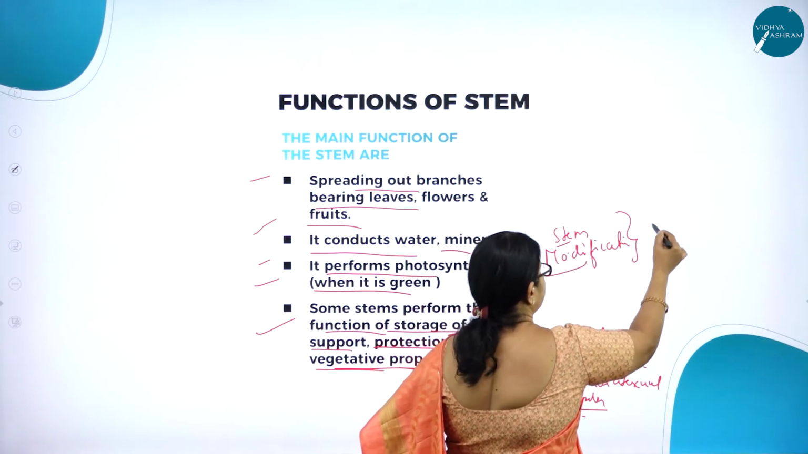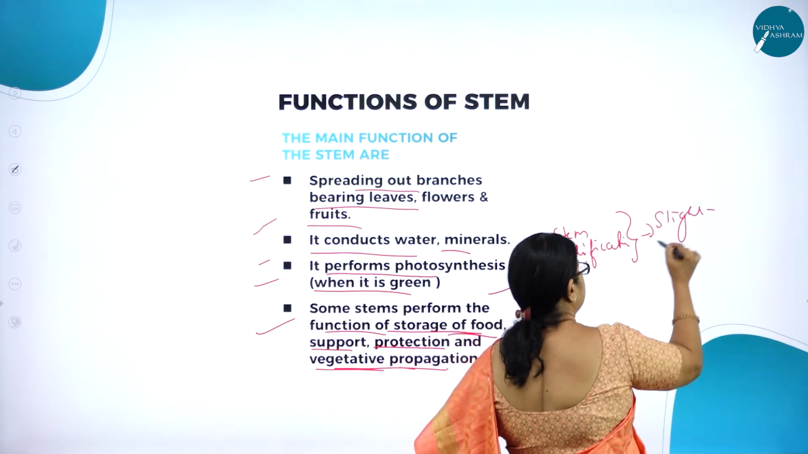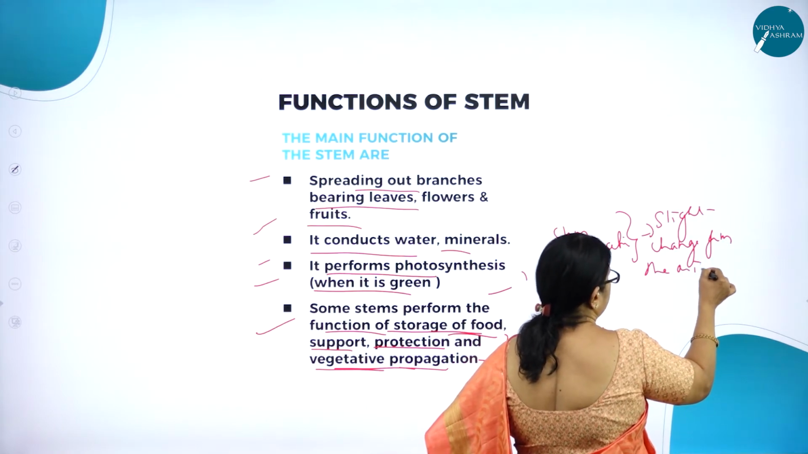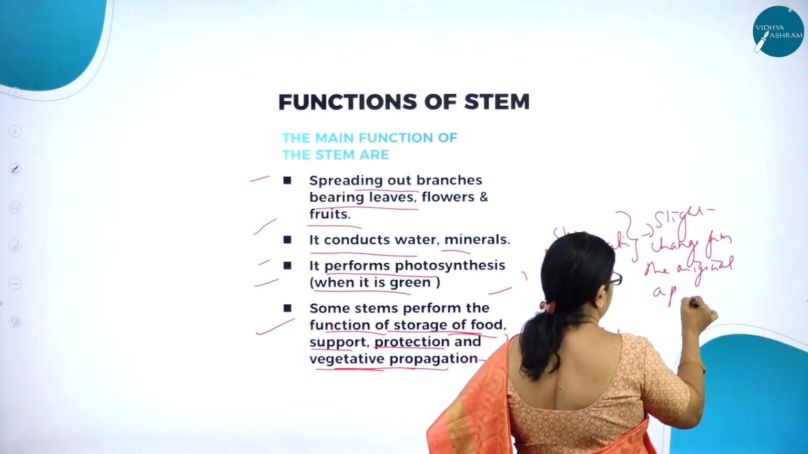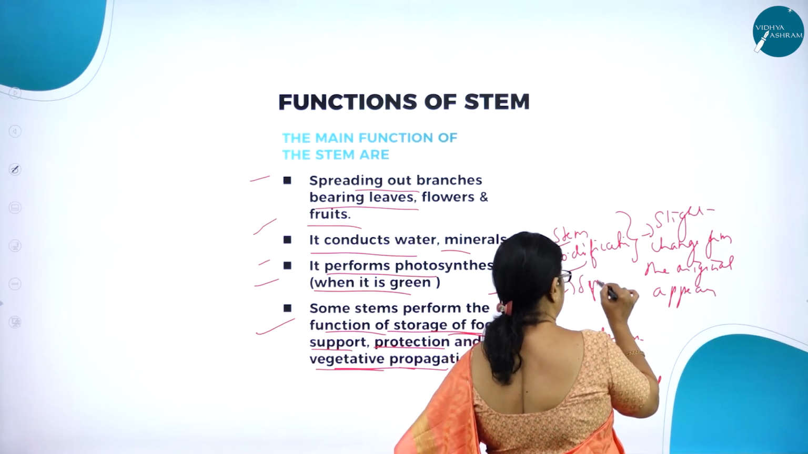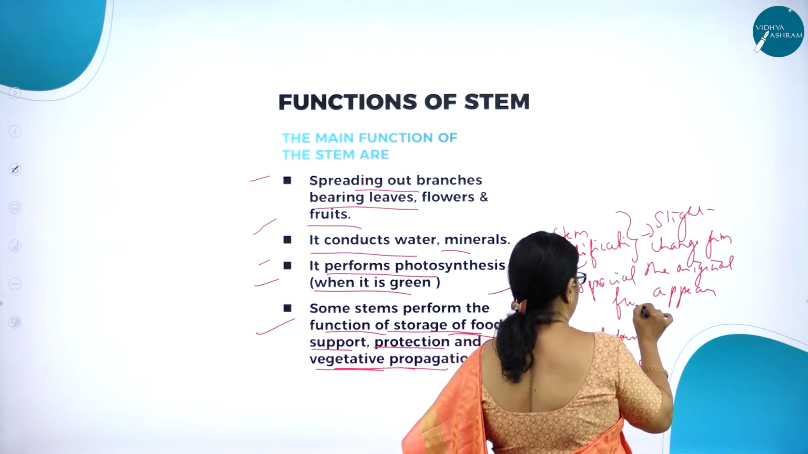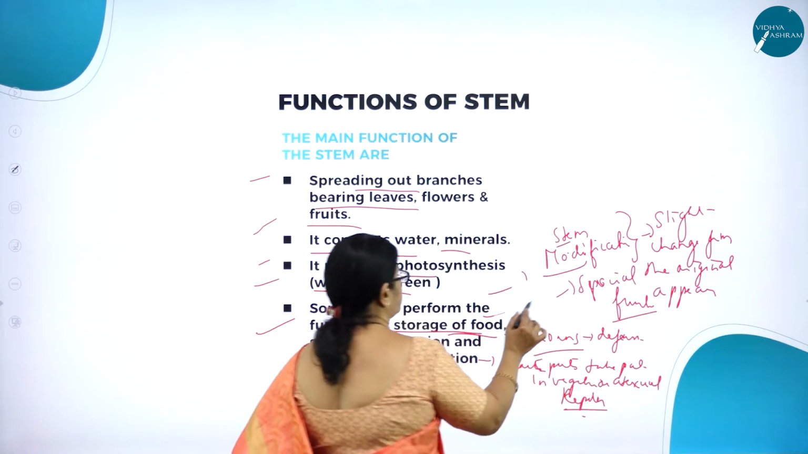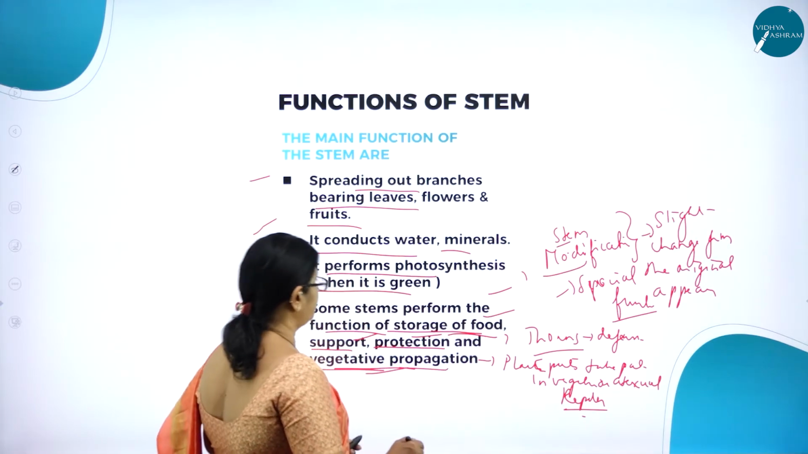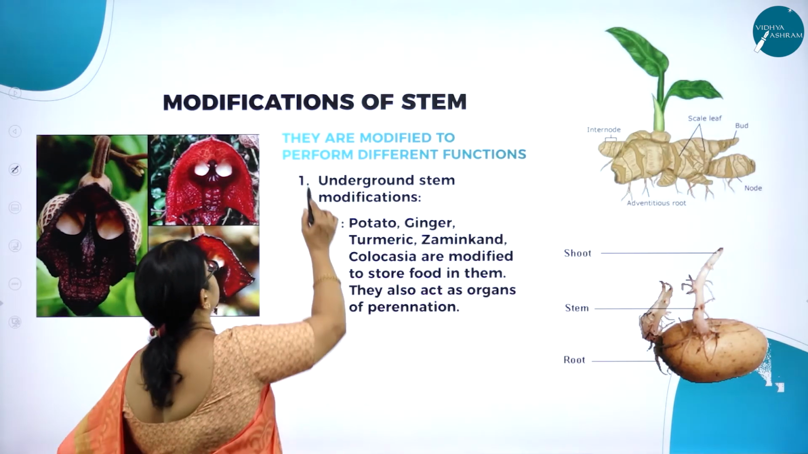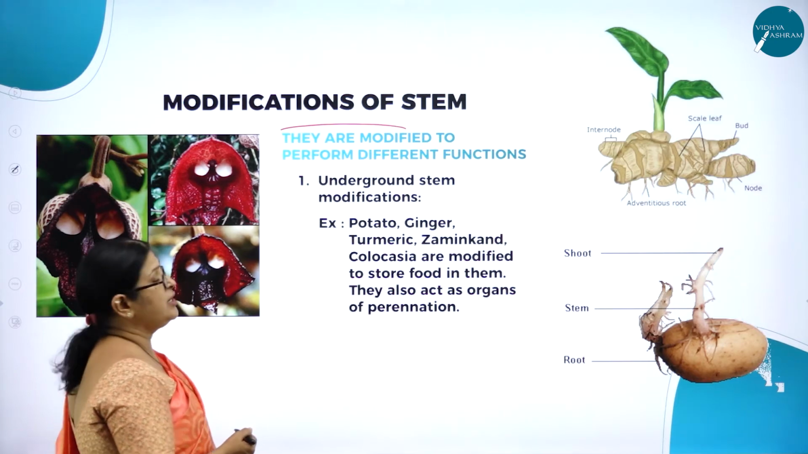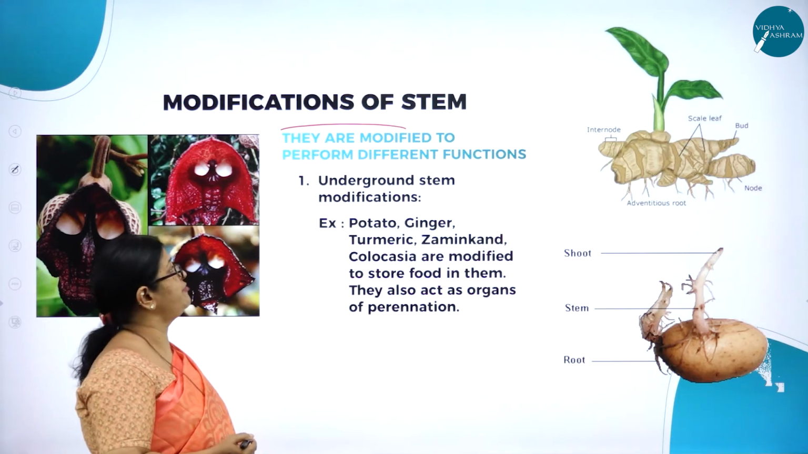What is stem modification? Slight change from the original appearance to perform what? Some special functions. Special functions like what? Storage of food, then support, mechanical support, protection and vegetative propagation. So modifications of stem. As I said, the stems get themselves modified, right? So they are modified to perform different functions.